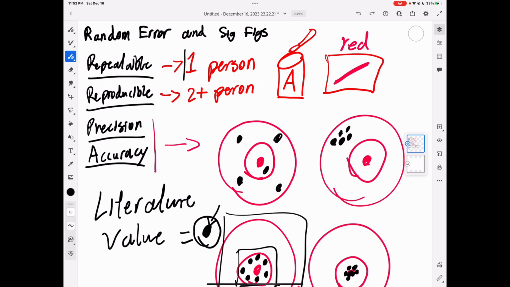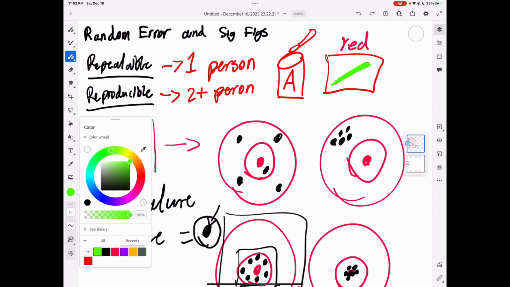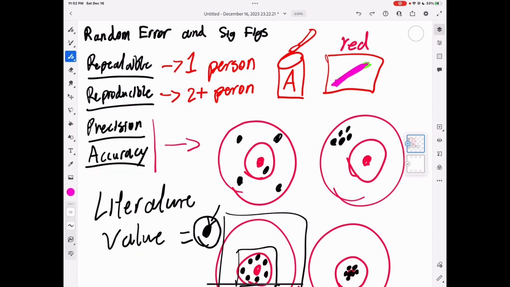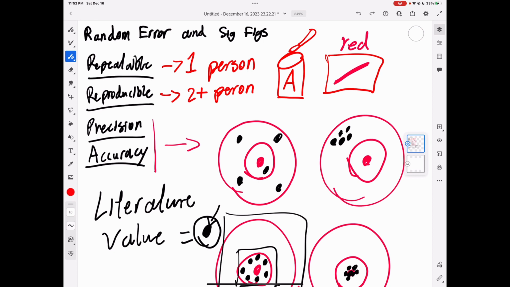So let's say that you take a brush and put it in paint bucket A, and you find that on the canvas it produces red paint. If you do this once and get red, but the second time you get green, and the third time you get pink, and basically every time you do it you get an inconsistent color, what this means is that your experiment is not repeatable.